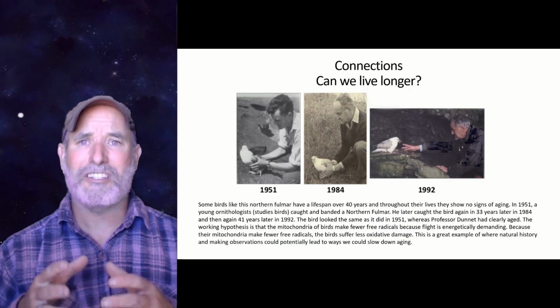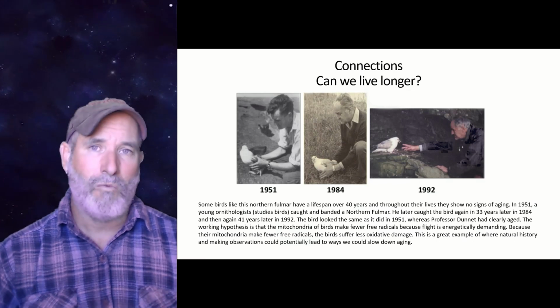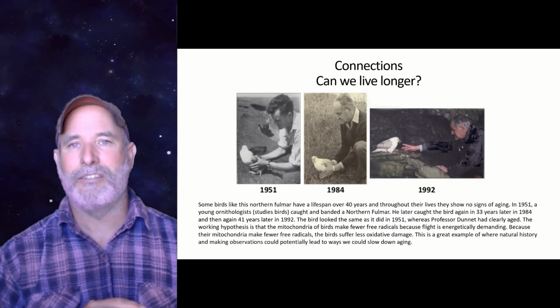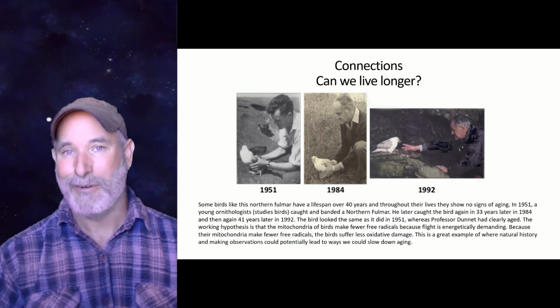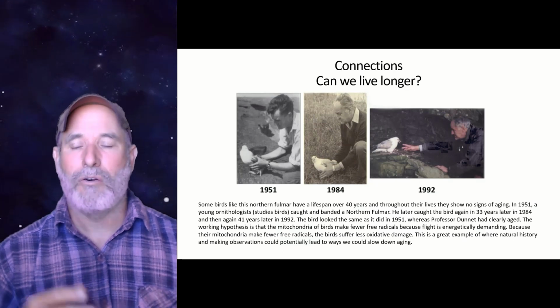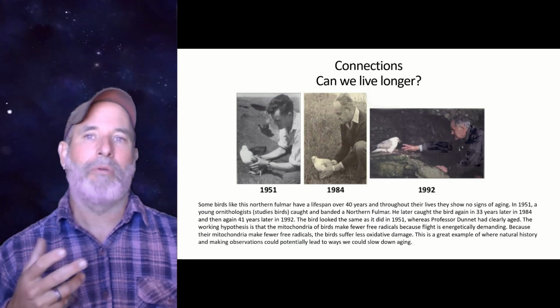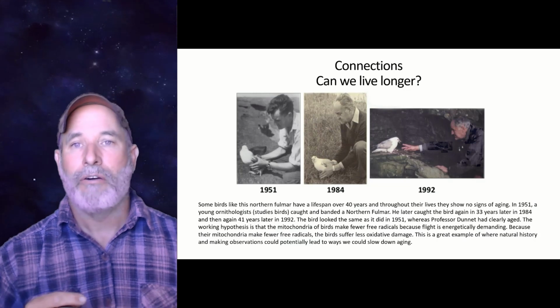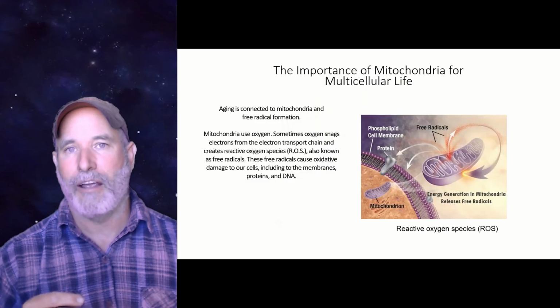The bird looked the same in 1951 as it did in 1992. Now, I don't know about you, but I definitely do not look the same as I did 20 years ago. I had a lot more hair, and my beard is a lot grayer. So, we are definitely aging. So what's going on here? Why do birds not only live longer, but show very little signs of aging throughout their life?